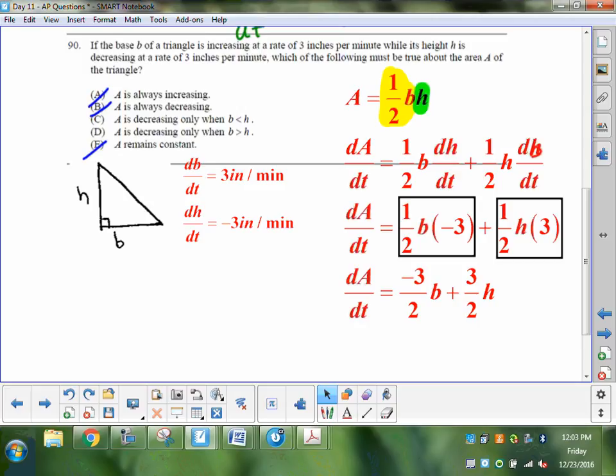When B is greater, that causes a negative area rate of change. So that's what we would go through and get.